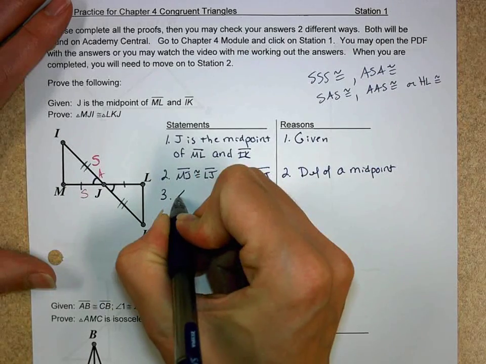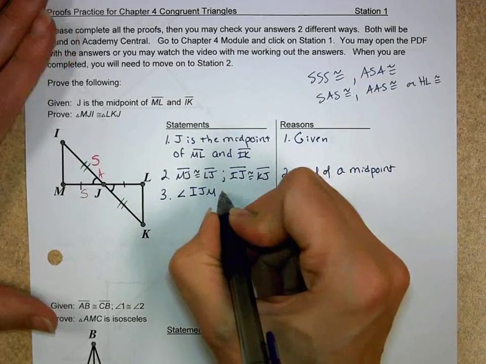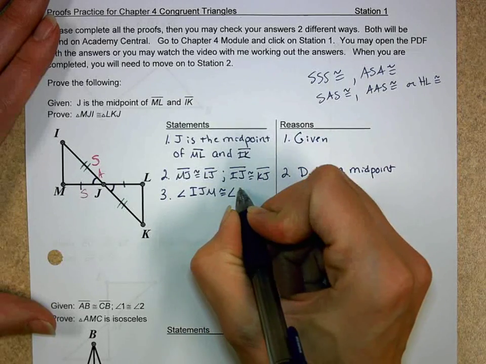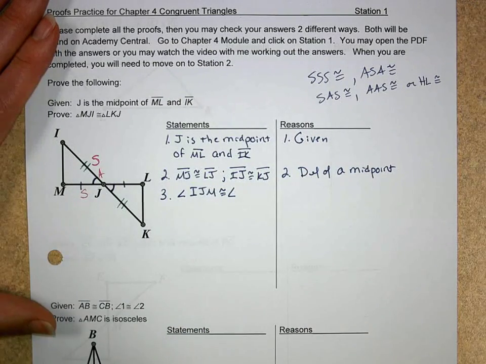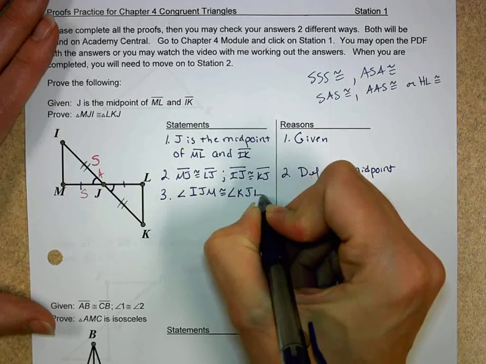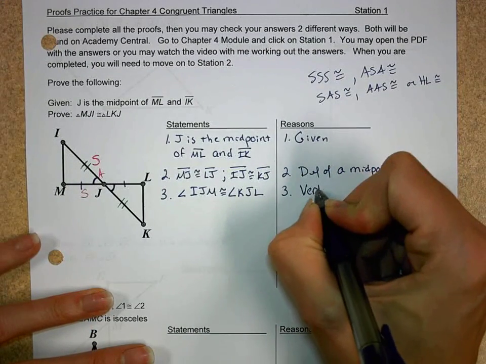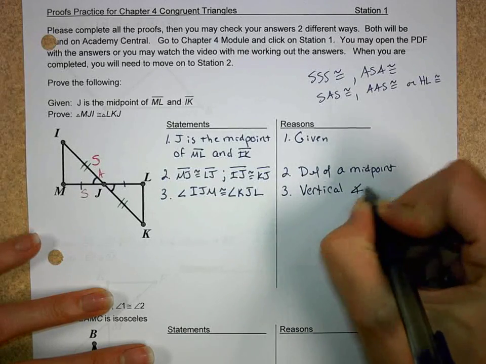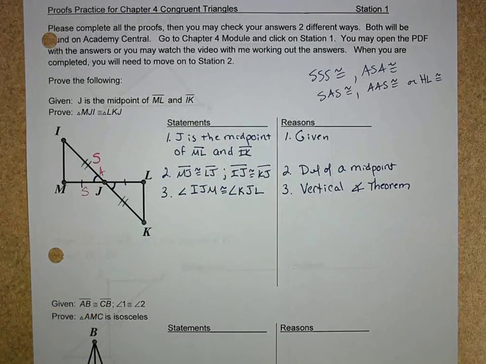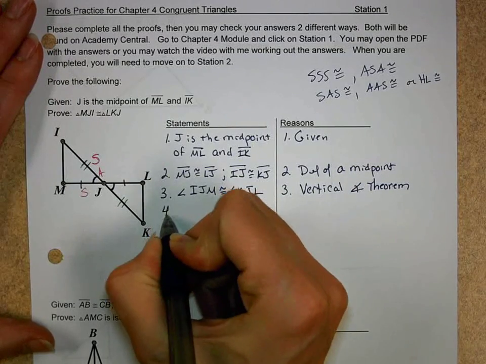So now I'm going to have angle IJM, you must name it with 3 points at this point, is congruent to angle KJL, excuse me. I want to be careful to match right away. So we have our vertical angle theorem. Okay, good. Now we have our 3 pairs, 1, 2, 3 pairs of congruent things that we need to prove triangles congruent. So we can now do our therefore statement.